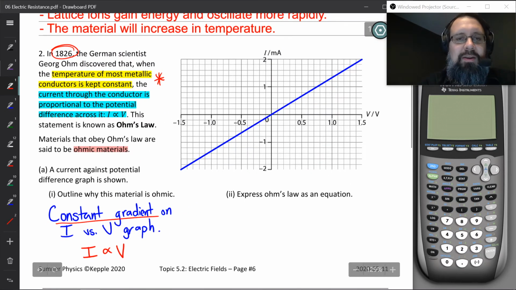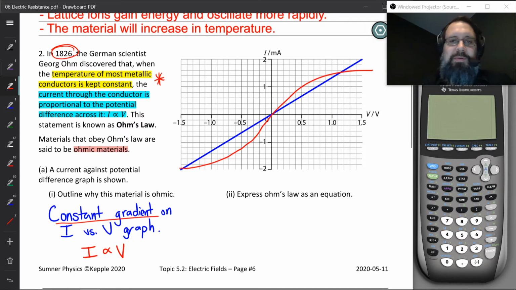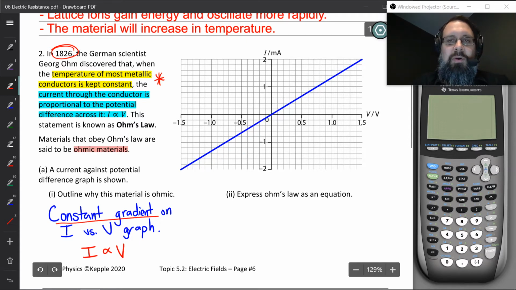So what if instead the graph looked like this? What if it was that red line? Would that red line be ohmic? No, and you can see that's because the current and voltage are not directly proportional. And most materials are not ohmic.